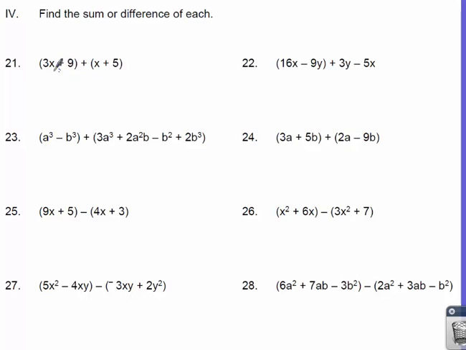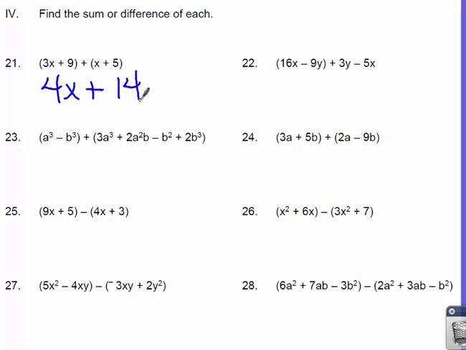Step number 1, look inside your parentheses. If it's plus, we're good. Look inside here, plus, it's good. Okay, step number 1 is checked. Step number 2, look in the middle. If it's plus, then my parentheses drop away and I add like terms. Okay, so I've got 3x and x, which make 4x, plus 9 and 5, which make 14.